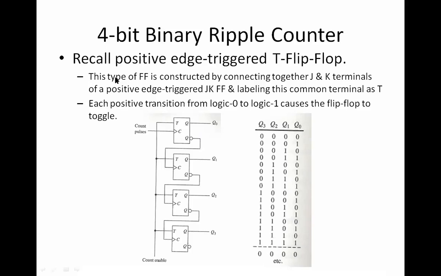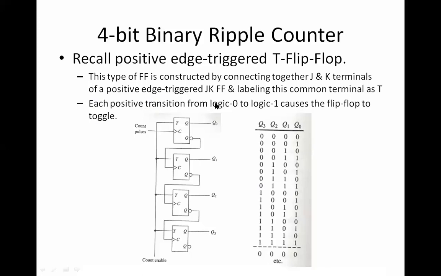The T flip-flop is constructed by connecting together the J and K terminals of a positive edge-triggered JK flip-flop and labeling this common terminal as T. I think you can recall how we converted our JK to a T flip-flop, or how the T flip-flop looks. A T flip-flop is nothing but shorting both J and K. So that is what I have put up here for your understanding.